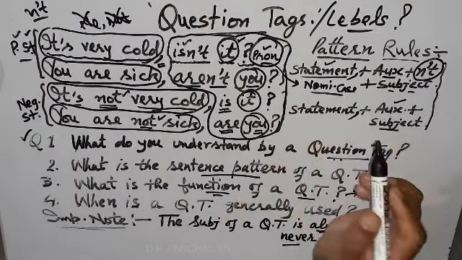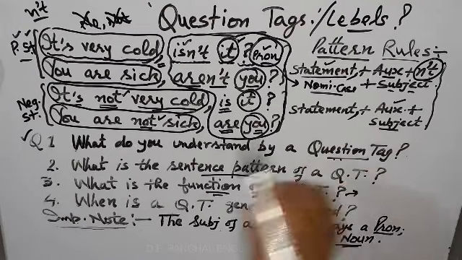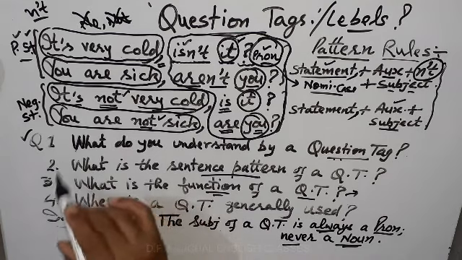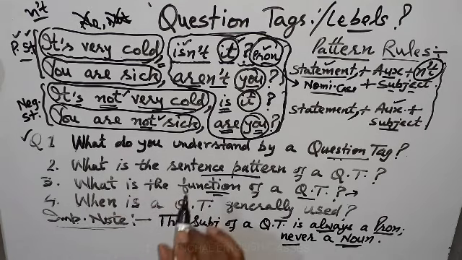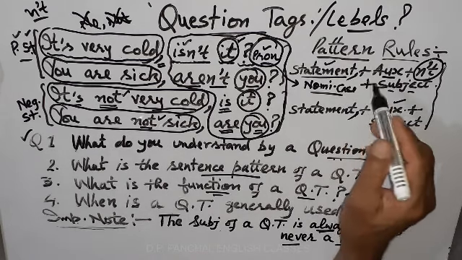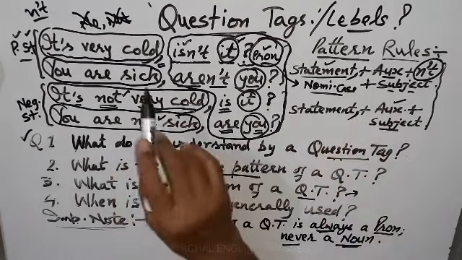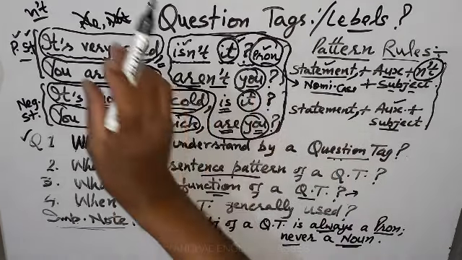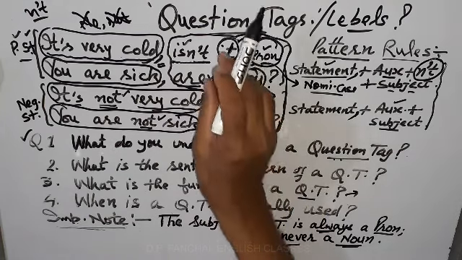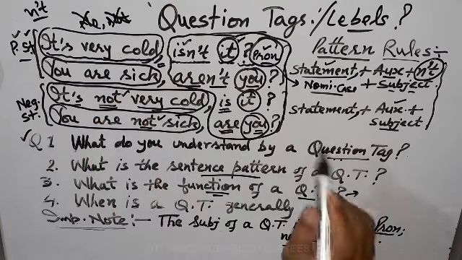So this is something about our topic, question tags. I have discussed it in detail, giving four questions and an important note, and these are the pattern rules. You can note them down in your notebooks for further reference. These are very simple examples. The second part of these statements is known as a question tag, which asks questions, which asks for the answer from these statements.